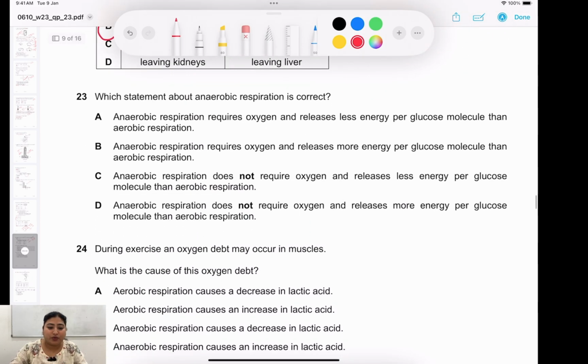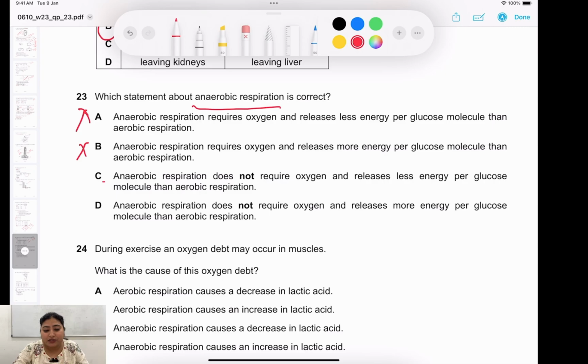Moving on to question number 23. Which statement about anaerobic respiration is correct? Now, as we all know, anaerobic means without oxygen. So does anaerobic respiration require oxygen? No. Big no. Anaerobic respiration does not require oxygen, and it releases less energy per glucose molecule than aerobic respiration. Okay, let's see the next option also. However, I feel that option number 3 is correct.